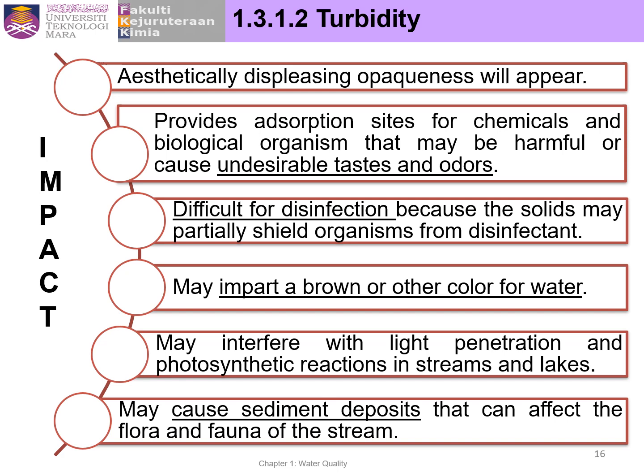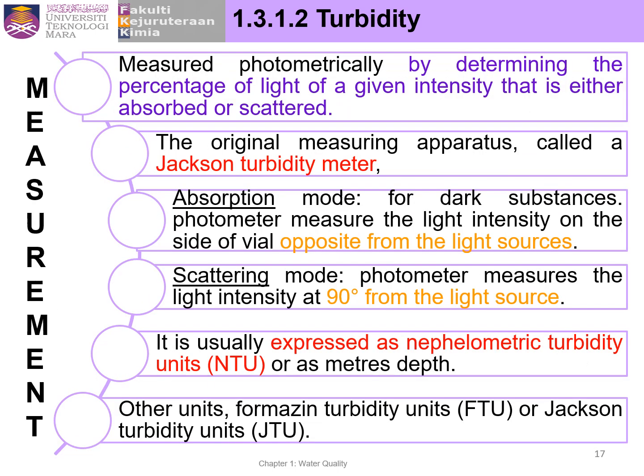So this is more to environmental effect. Okay, how do you measure the turbidity? Usually we will use the Jackson turbidity meter. This is the name. How do you use it? Determine the percentage of light. So we want to check how much the light can be transmitted into the solution or the water or the wastewater. So how is this light transmitted? It is either absorption or scattering, as I mentioned just now.